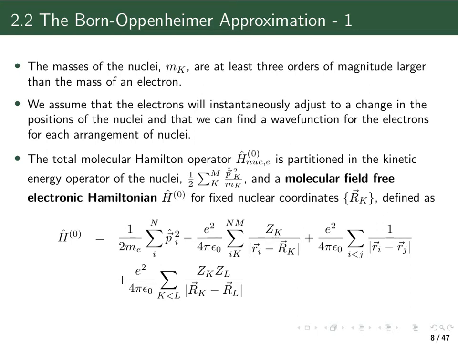The masses of the nuclei in a molecule are at least a factor of 2000, or 3 orders of magnitude, larger than the mass of an electron. The nuclei are therefore much slower than electrons. And we can therefore assume that electrons will instantaneously adjust to any change in the position of the nuclei, and that we therefore can find a wave function for the electrons for each arrangement of the nuclei.